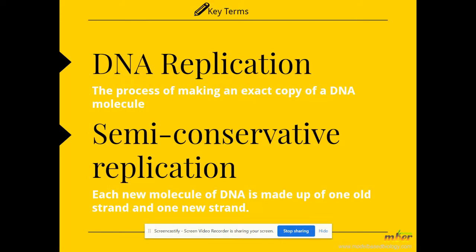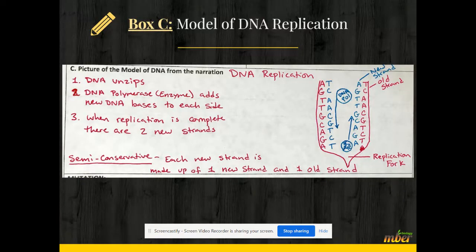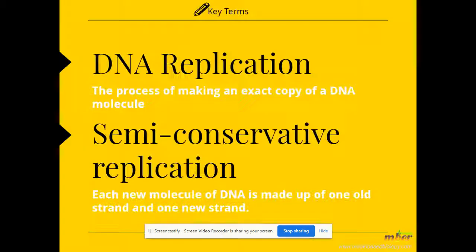Key term, DNA replication. So DNA replication is the process of making an exact copy of a DNA molecule. So this process is DNA replication, semi-conservative DNA replication, which means half's old, half's new. Okay. Semi-conservative replication, the actual definition is each new molecule of DNA is made up of one old strand and one new strand.